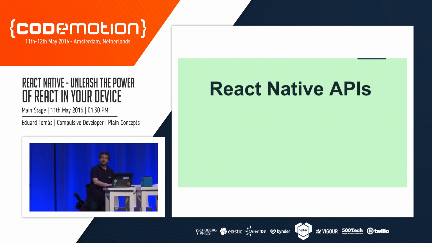Okay, and finally, we have talked about components, but what happens when we need to access some native APIs? For example, I want to store something in the storage of the mobile device, or I want to access the camera roll, or the battery level, or the vibration API, or whatever. Fortunately, React Native offers us some wrappers for these native APIs.